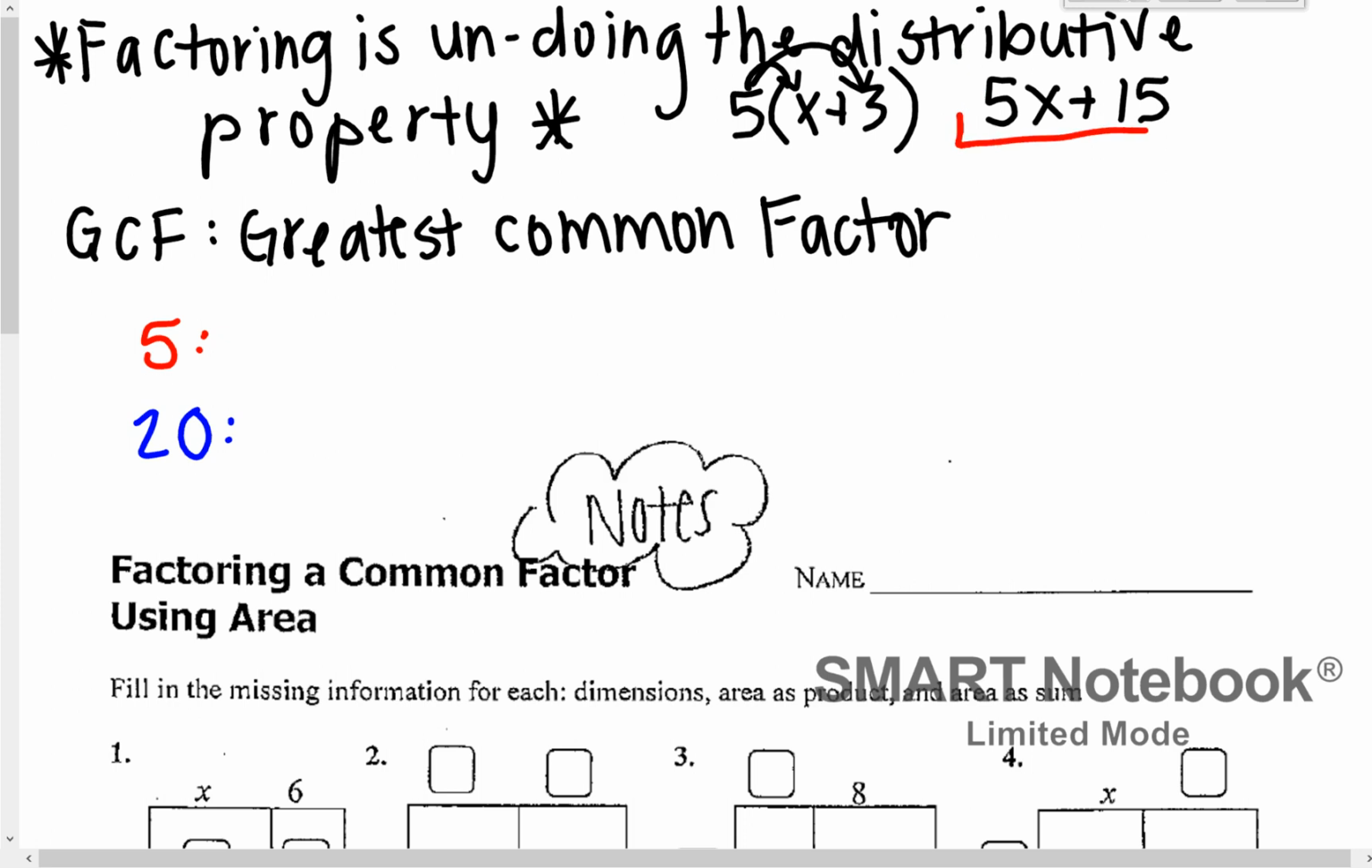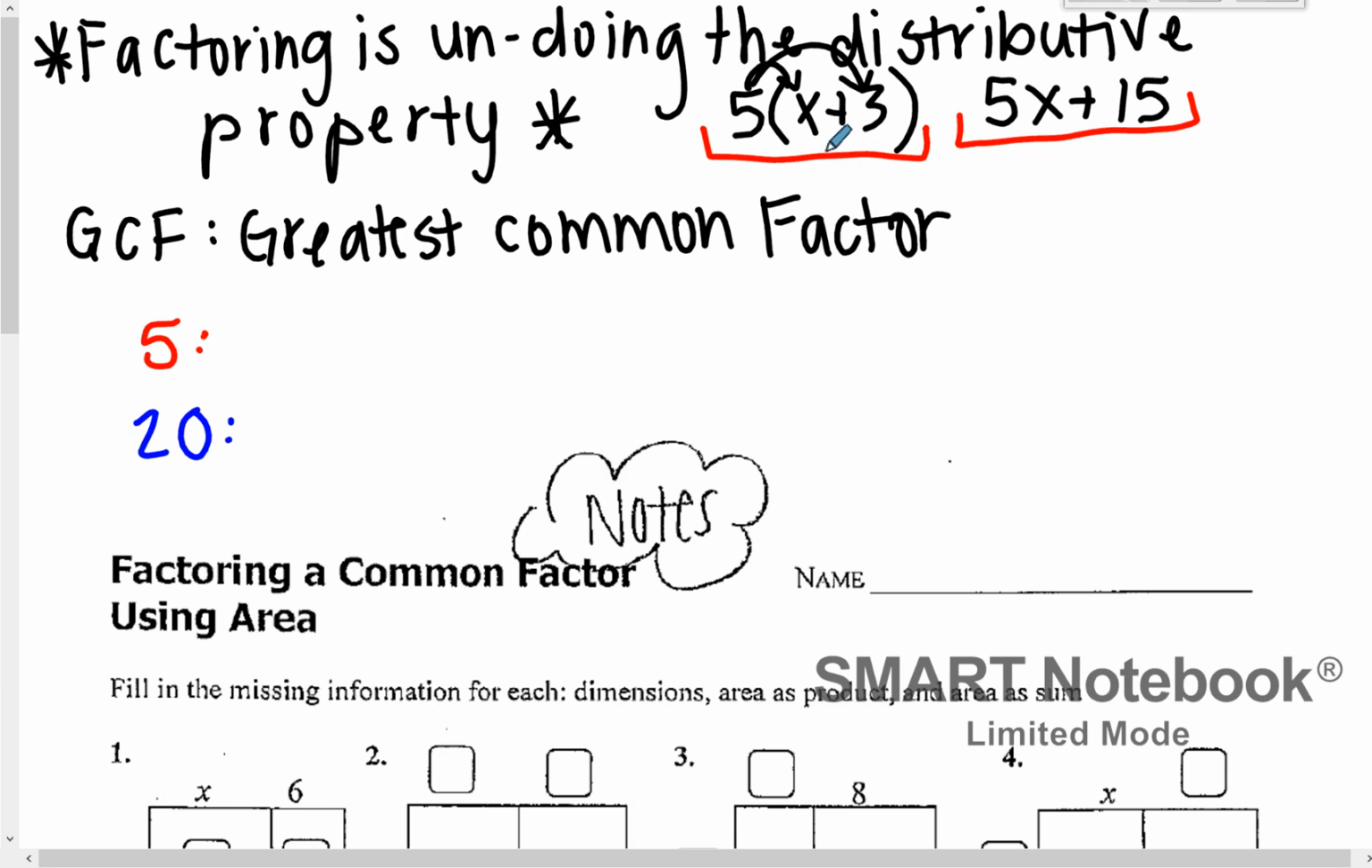So we're going to have a 5x plus 15, and we want to write it in a form with parentheses. Okay, and we're going to talk about how to do that. The first thing you're going to need to do is find a greatest common factor. Now this part is not on your notes, okay, so I just want you to be paying attention to the video. Don't have to write anything down.